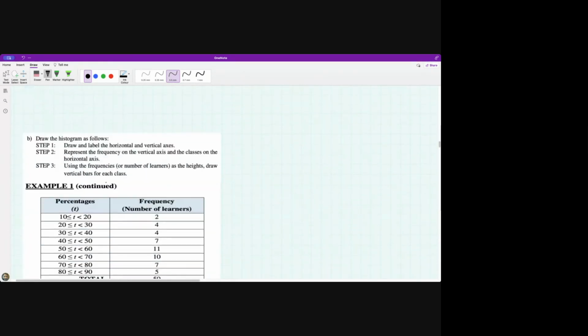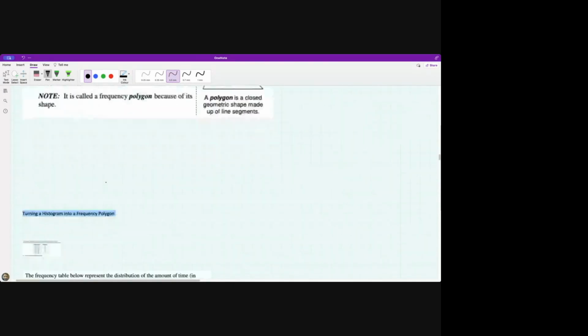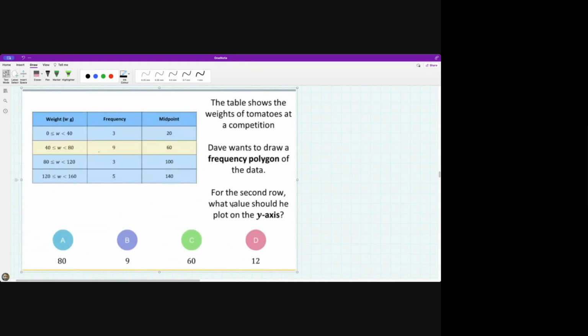We've done frequency polygons. We'll come back to that when we can. Let's do some multiple choice questions. It says, the table shows the weights of tomatoes in a competition. Dave wants to draw a frequency polygon. For the second row, what value should be plotted on the y-axis? Which of the four options do you think is going to work for my frequency polygon? For the second row, what should the plot be?